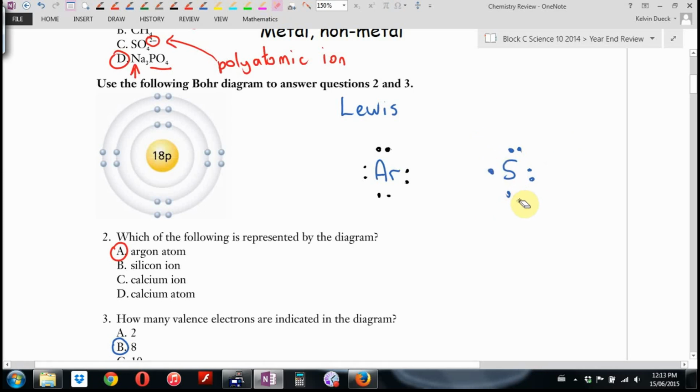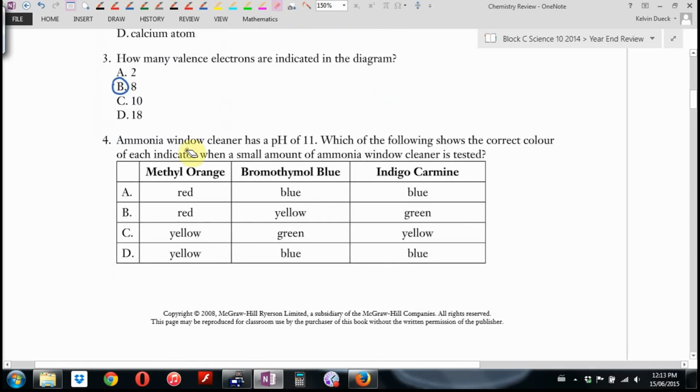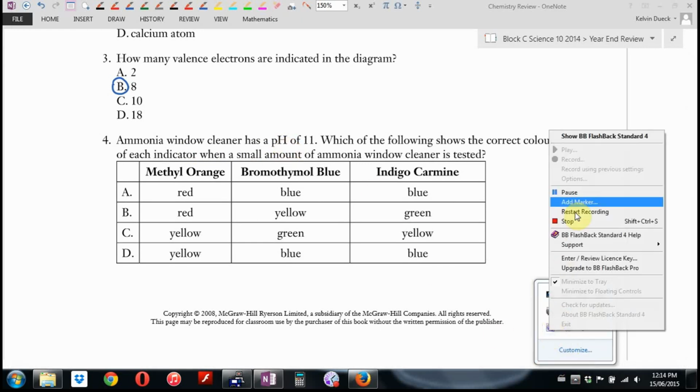That's the Lewis diagram for a sulfur atom. Okay. Ammonia, oh, now we're into pH. So right away I'm finding my pH scale. You know what? Let me pause.